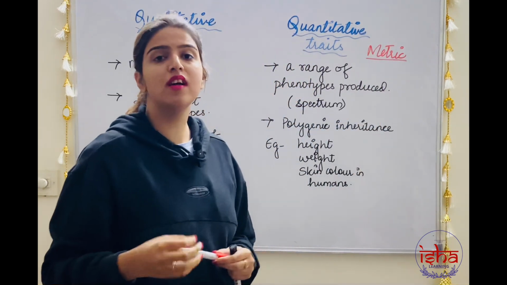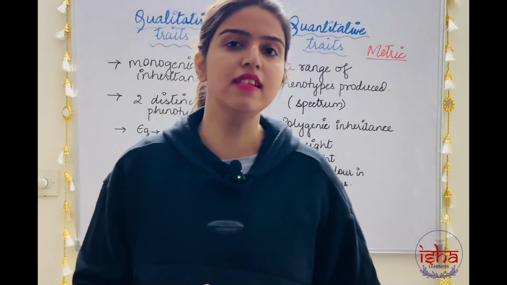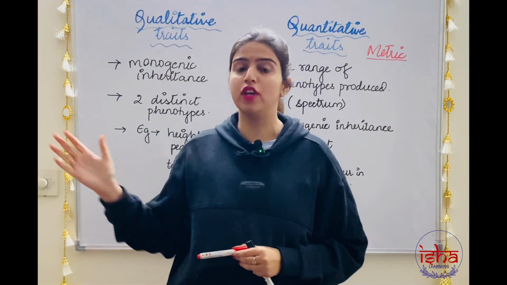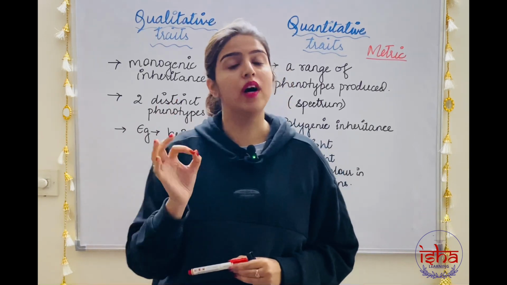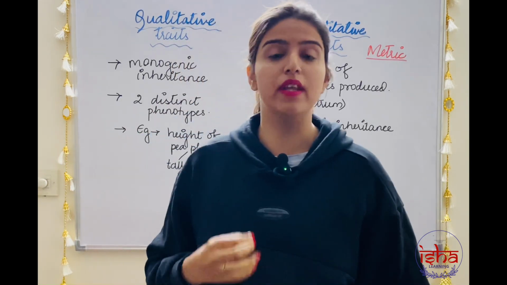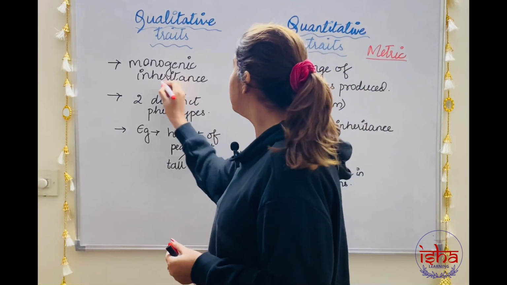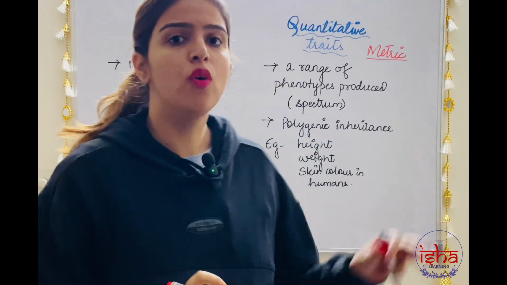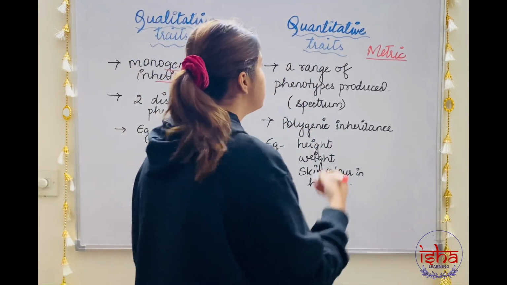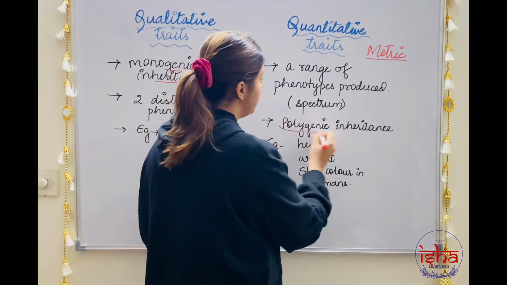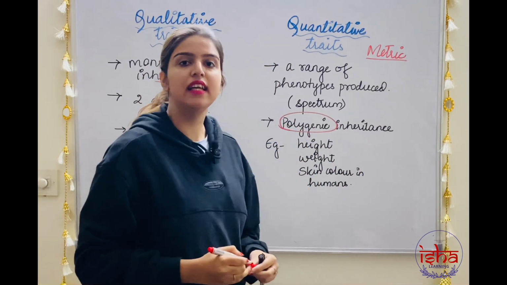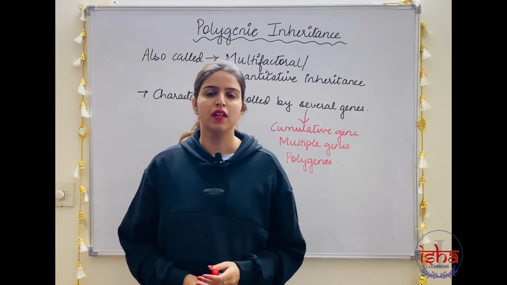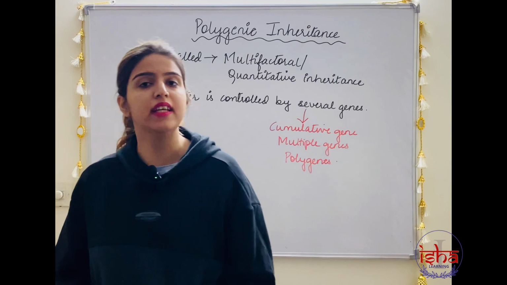Now, the two words come into play, monogenic inheritance and polygenic inheritance. We know that in qualitative traits, only one gene is responsible. So, therefore, we call it monogenic inheritance. One gene responsible for one trait. Quantitative traits involve several genes. Therefore, it is known as polygenic inheritance. This is exactly the topic for today's video. Let's begin talking about polygenic inheritance.